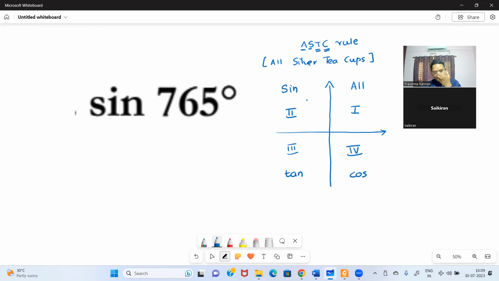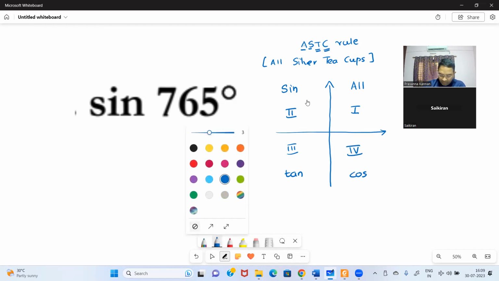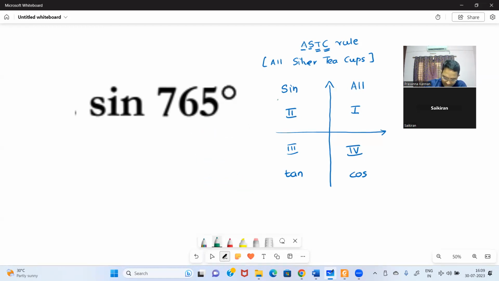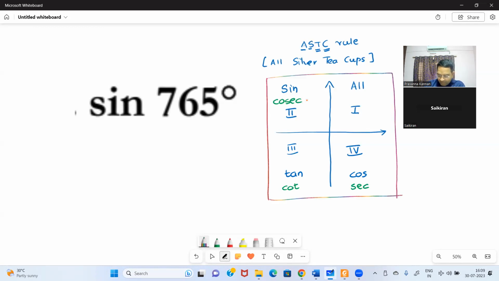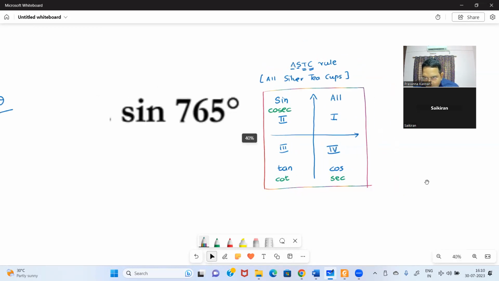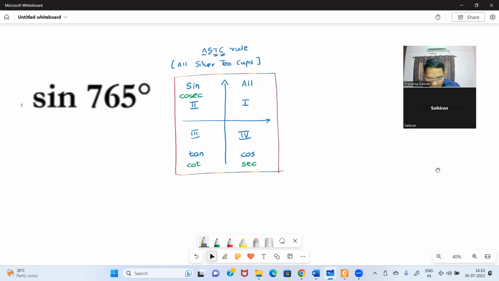Of course, when I say sine, its reciprocal, cosecant, is also positive. When I say tan, its reciprocal, cot, is also positive. When I say cos, secant is also positive. You can keep this in mind, so you should know which quadrant has which function positive. Is it clear, Sai? Yes, sir. Good.